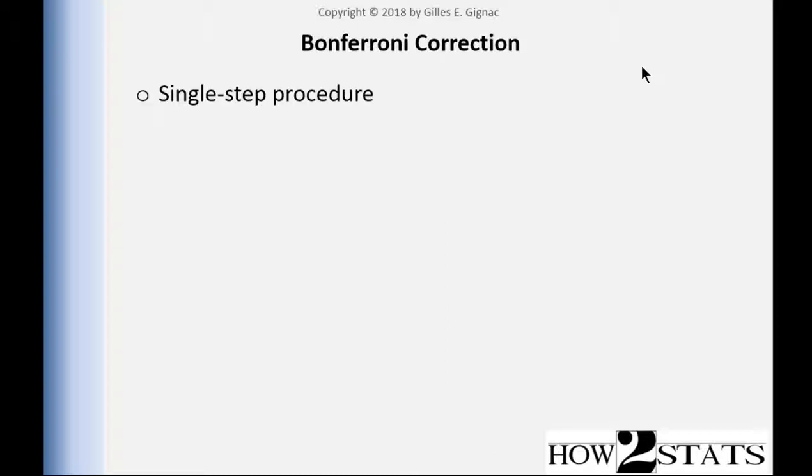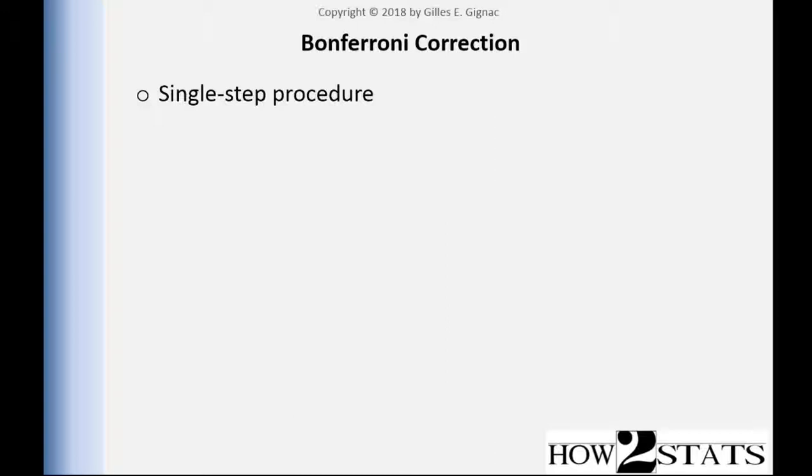So a Bonferroni correction, first and foremost, I want to say is a single-step procedure. Many people apply the Bonferroni correction as if it were a two-step procedure. And I think that's true because most researchers don't know the difference. They don't know that there is even such a thing as a single-step multiple comparison procedure.